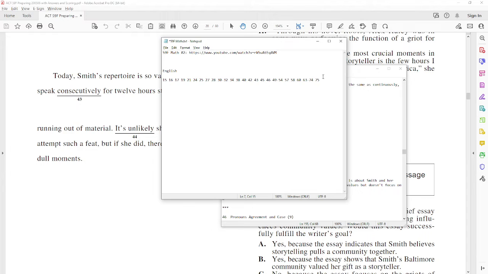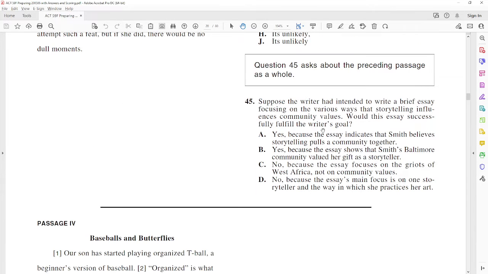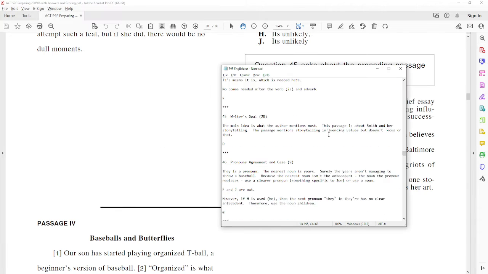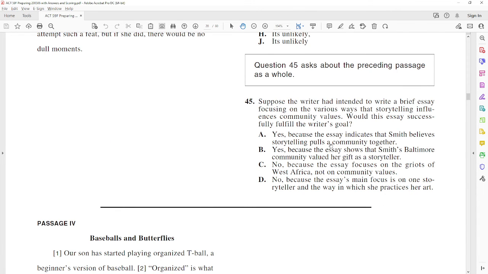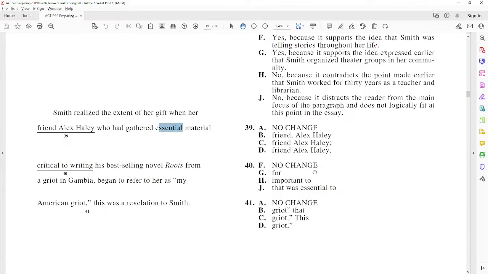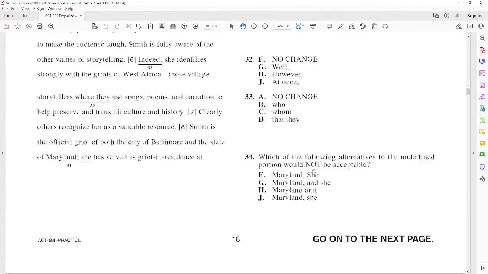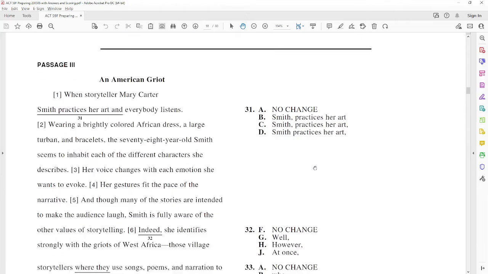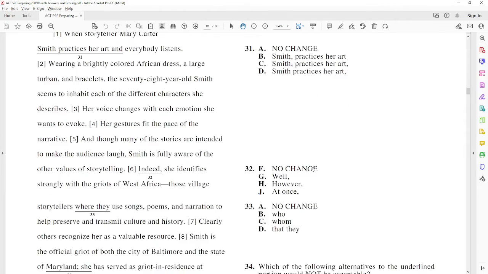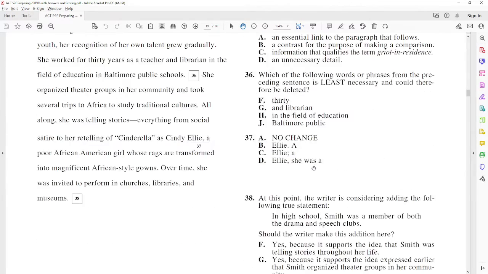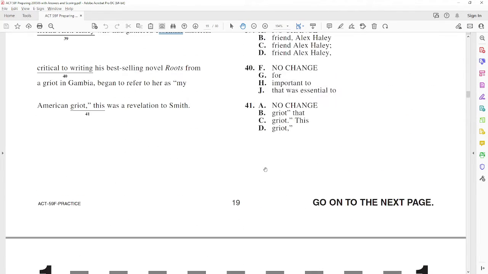Okay, the next one is 45. Suppose a writer had intended to write a brief essay focusing on the various ways that storytelling influences community values. Would this essay successfully fulfill the writer's goal? Okay, 45 is obviously writer's goal. And now again, you have to get the main idea which you're going to compare the goal to while you read the essay. I would say the main idea of this is Mary Carter Smith, who was like a griot. She was a storyteller, and it's about her being a storyteller.